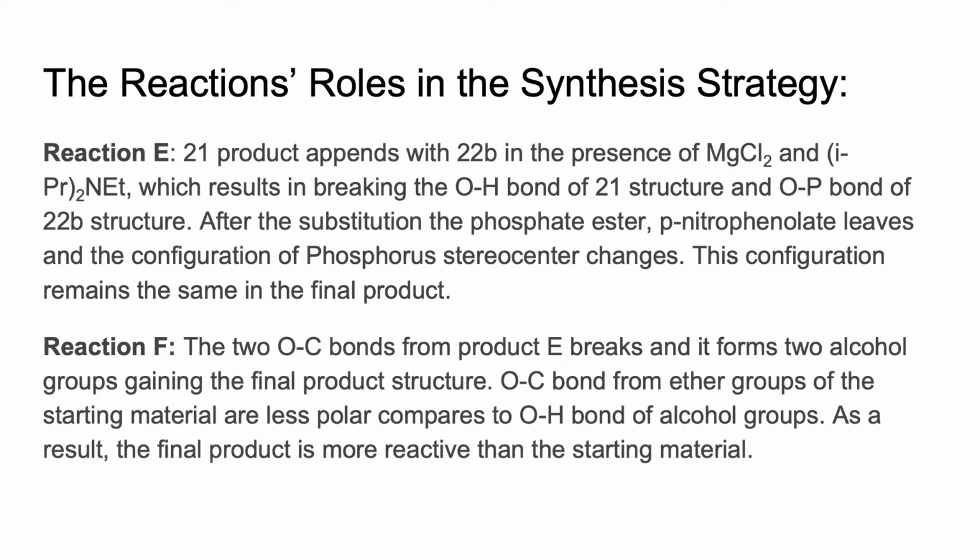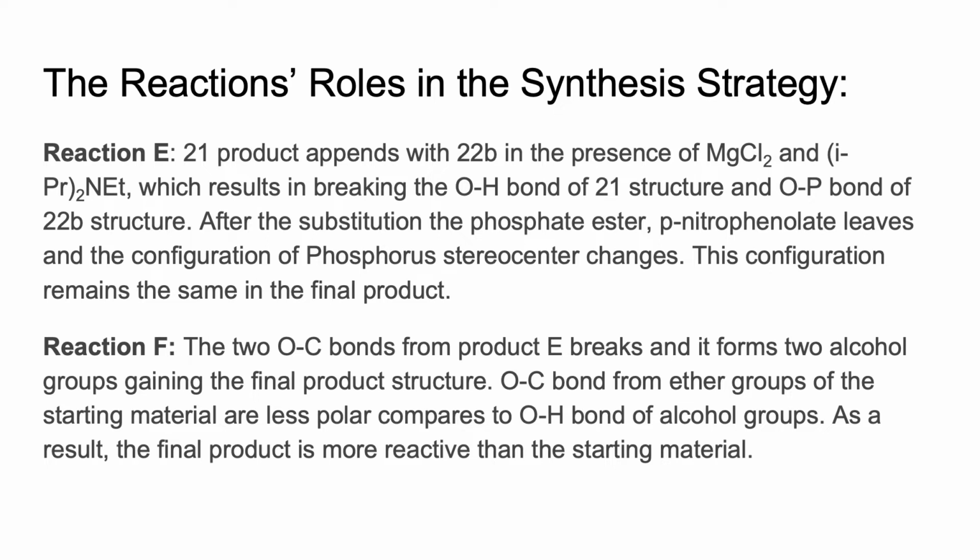In this slide, I'm going to talk about the roles of reaction E and F in the overall synthesis strategy. For reaction E, the product is the 21 structure connected with 22B structure. So the starting materials will be compound 21 and compound 22B in the presence of magnesium chloride and diisopropylethylamine. It results in breaking the oxygen and hydrogen bond of the 21 structure and breaking the oxygen and the phosphorus bond of 22B structure.